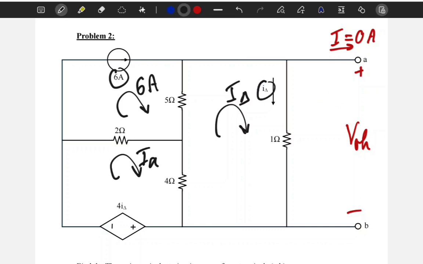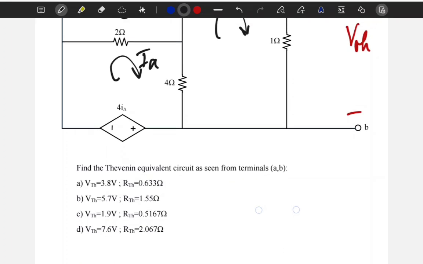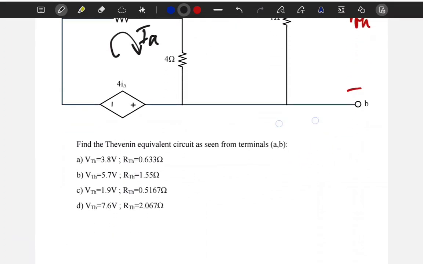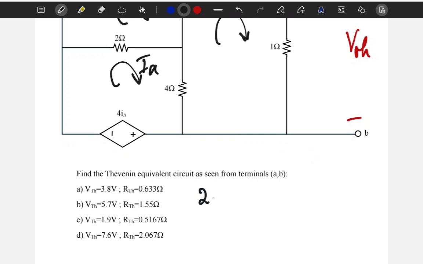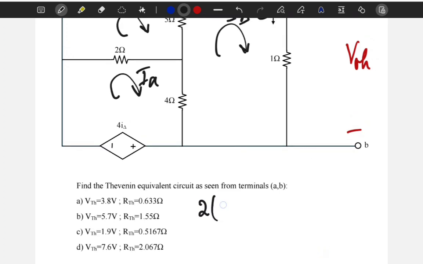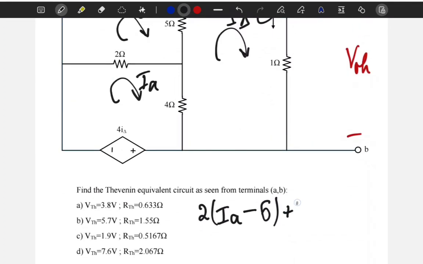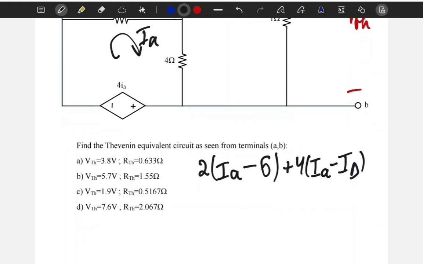Okay, now let's do the equations. In the mesh of IA, we're going to have 2 into IA, going with the direction of IA, minus 6 from above, and then plus 4 into IA minus I delta, and then I hit this dependent voltage source, which has a value of 4 I delta. All is equal to 0.